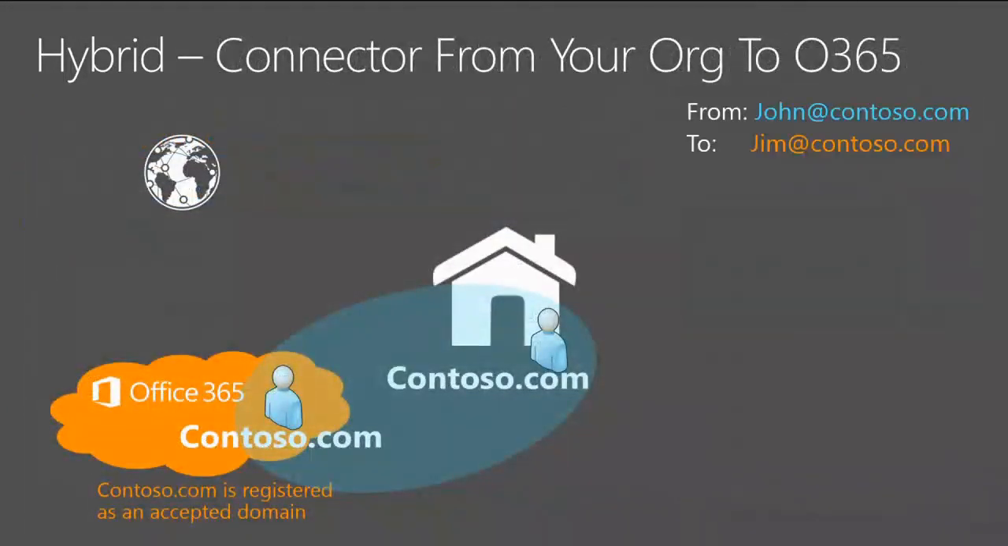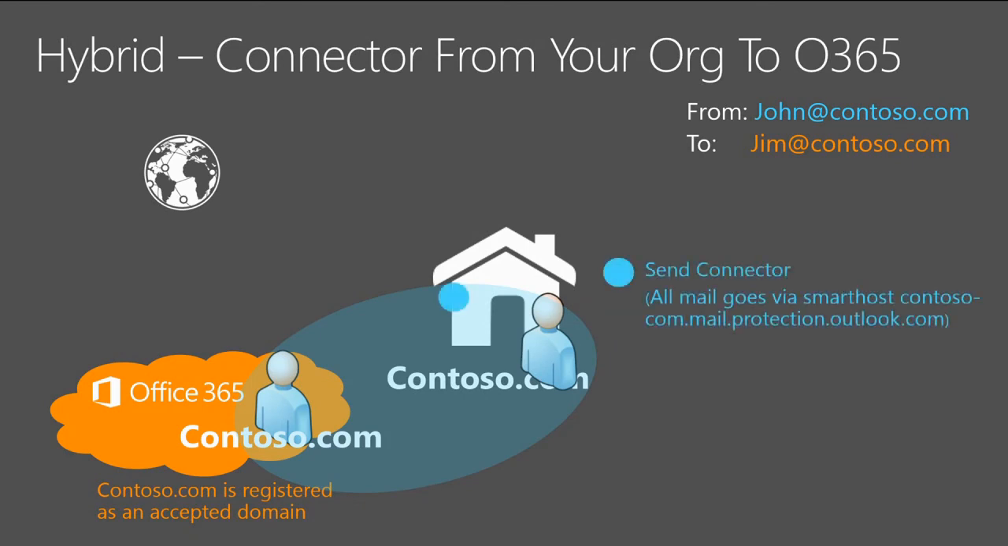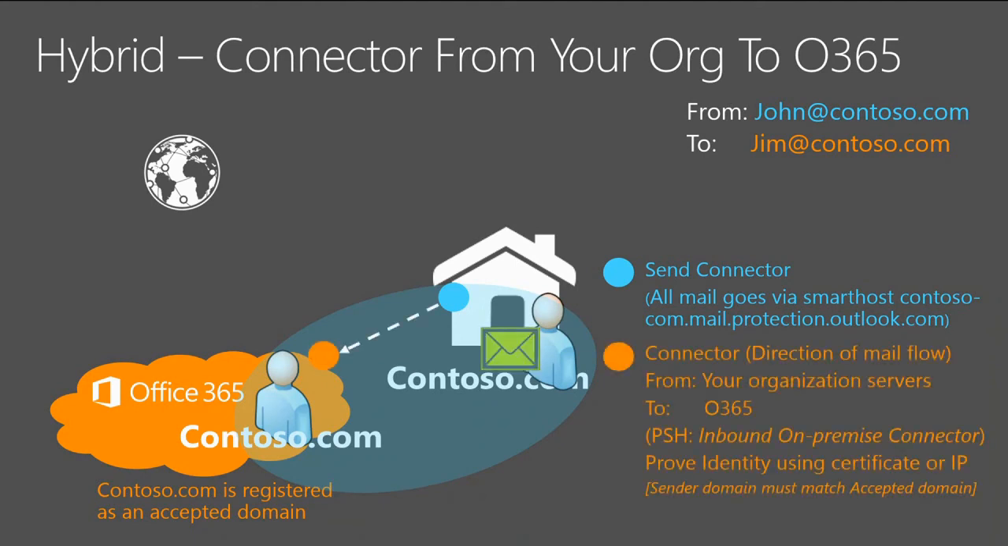I'll also talk about John trying to send mail to Jim. So this is John on premise trying to send mail to Jim. When you have mail coming from your organization to Office 365, you need to set up a send connector, informing your org that all mail is going to contoso-com.mail.protection.outlook.com, followed by a connector on our side, which basically says, hey, this is accepting mail from your organization to Office 365. All of this can get confusing, okay? I realize I'm going pretty fast too.